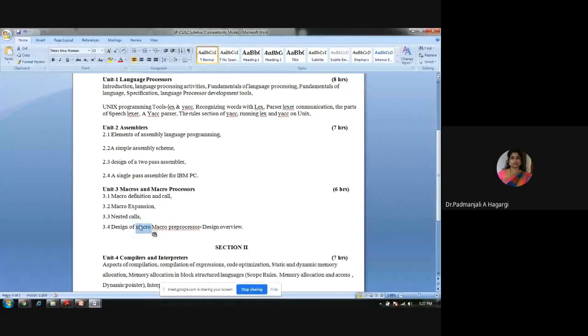The macros and macro processor is very simple. I hope you all have come to know what macro definition and call and macro expansion are. Once again, I'll just show: this is a macro definition, this is the macro call or the macro invocation, and this is the macro expansion by the macro processor. This is nothing but macro expansion. Why macro expansion here three times? This is the body of the macro.